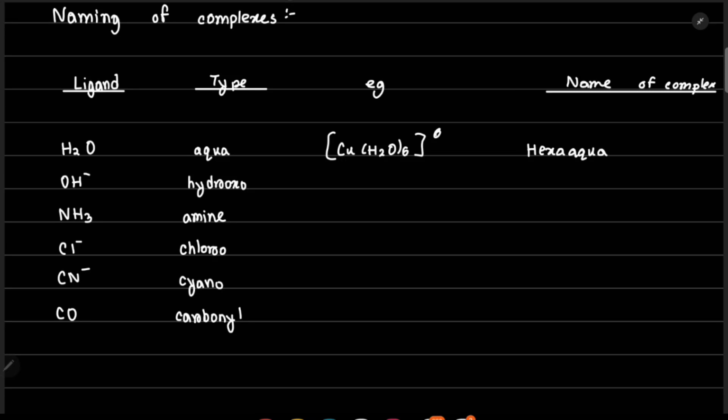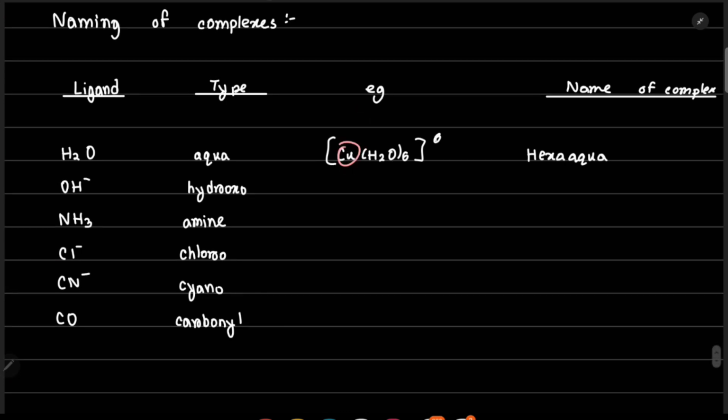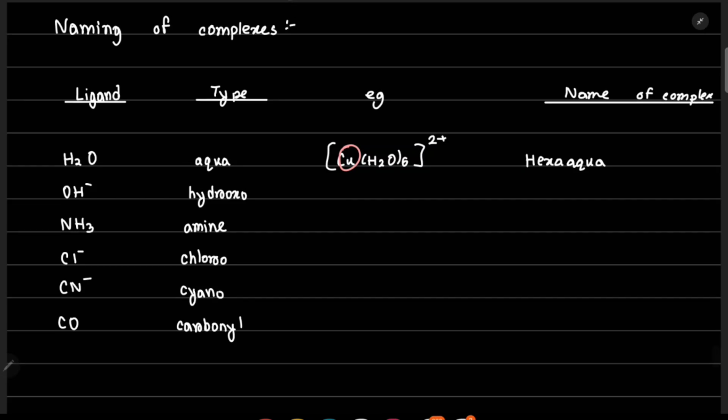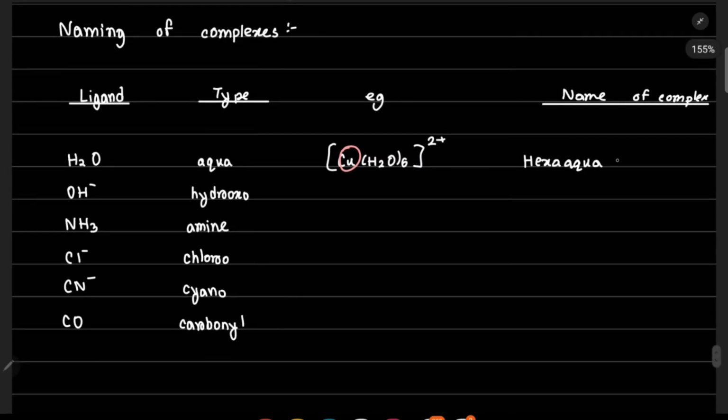Now for the remaining part, we have to describe the copper. We'll have to find the oxidation number of copper. In this case, the oxidation number of copper is +2. So this is hexaaquacopper(II). Since this is an ion, we'll write it's a hexaaquacopper(II) ion.